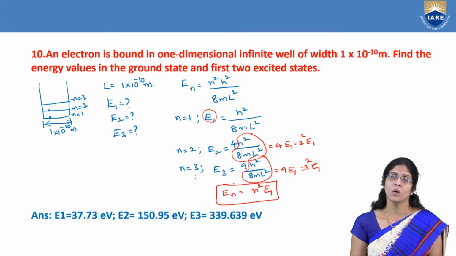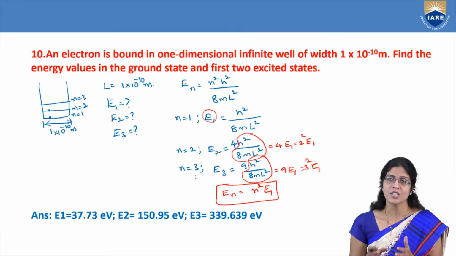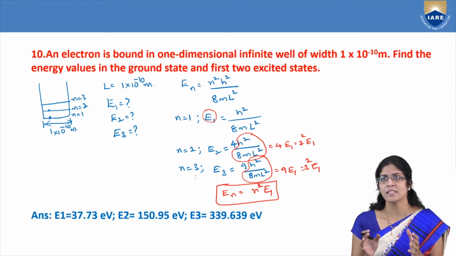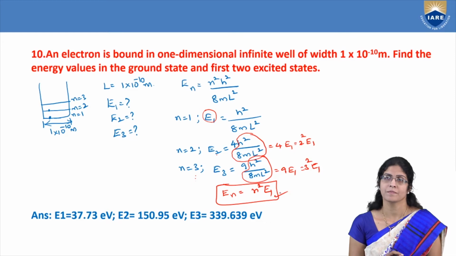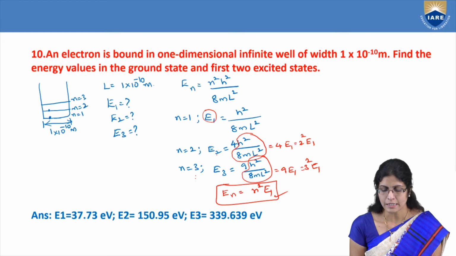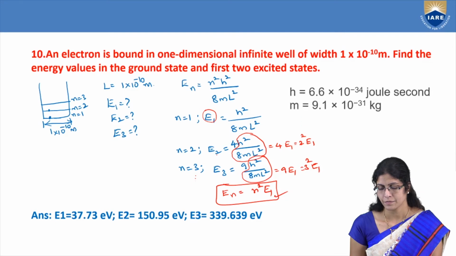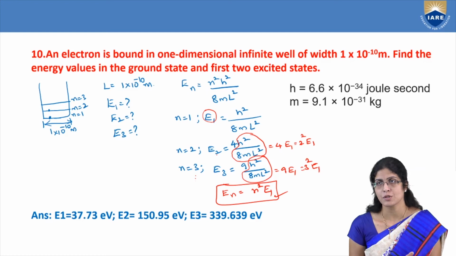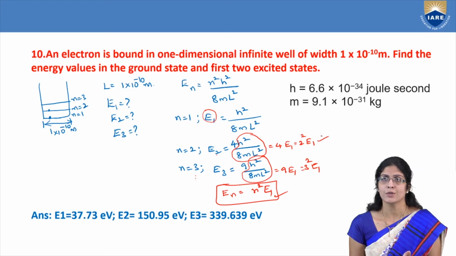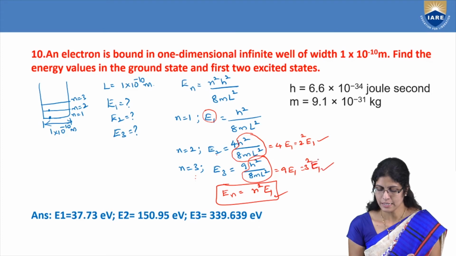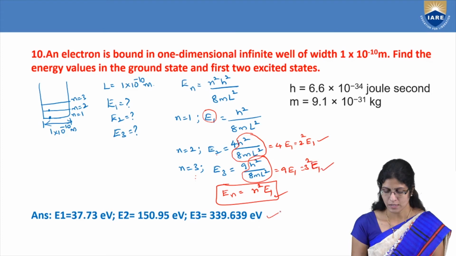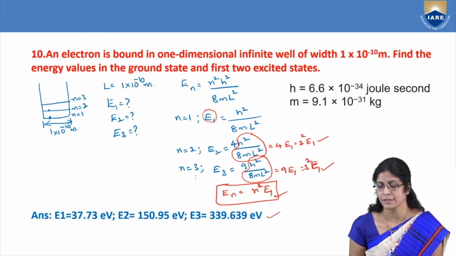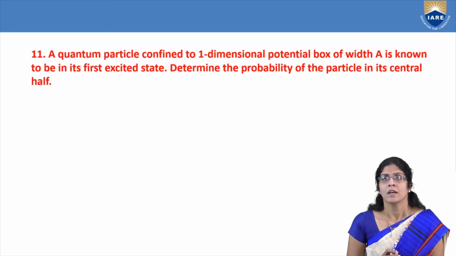This is your formula. Holding on to this formula, you can just calculate E1 and go for any number of excited states, just by substituting in this formula. First calculate E1 using the constant values, then substitute in this formula to get E2, and substitute again to get E3. And these are the values. Please convert them from joules to electron volts. That's how you will end up in this problem. The next problem.